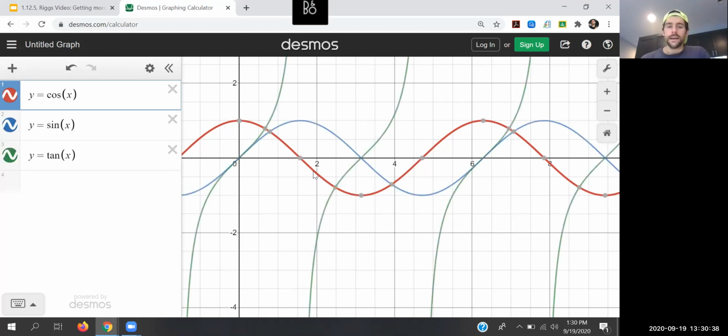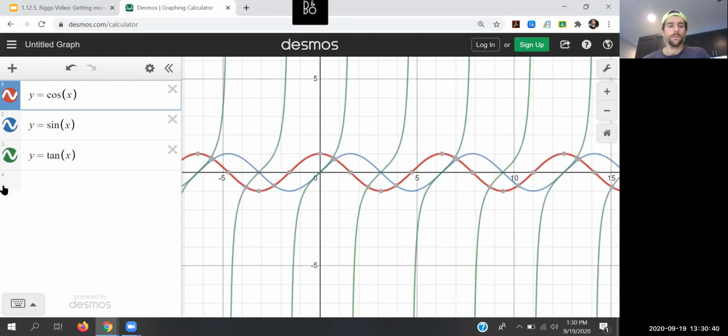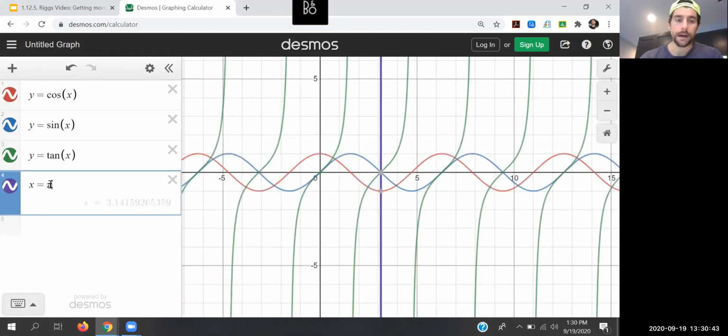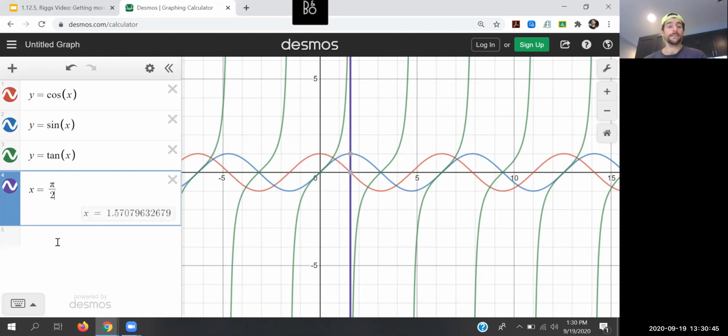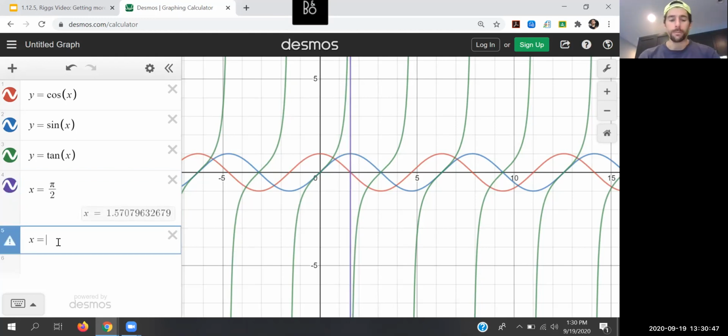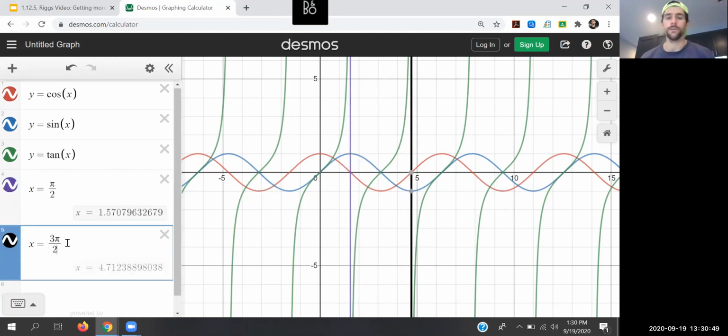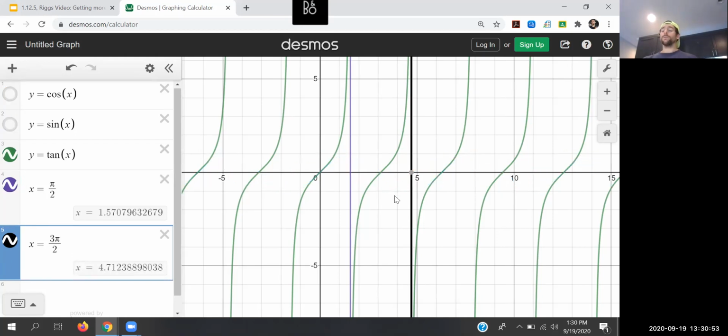And you have tangent that at every pi over 2 interval, so if I have x equals pi over 2, you can see there's that vertical asymptote, and then every additional pi interval, so 3 pi over 2, you have another vertical asymptote, and that's what tangent looks like on and on and on forever.